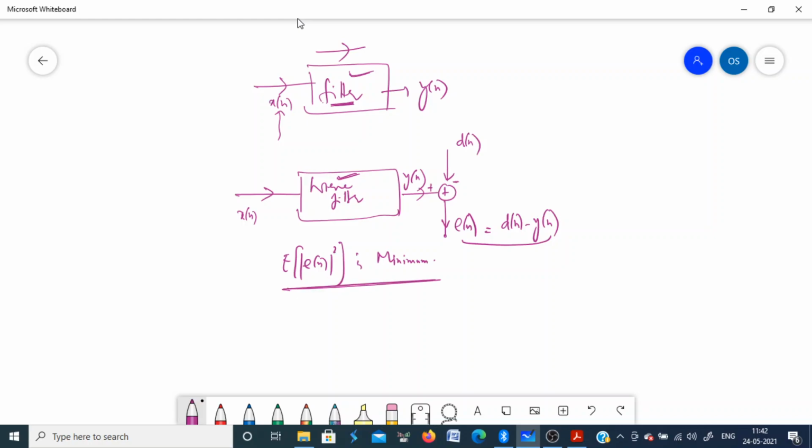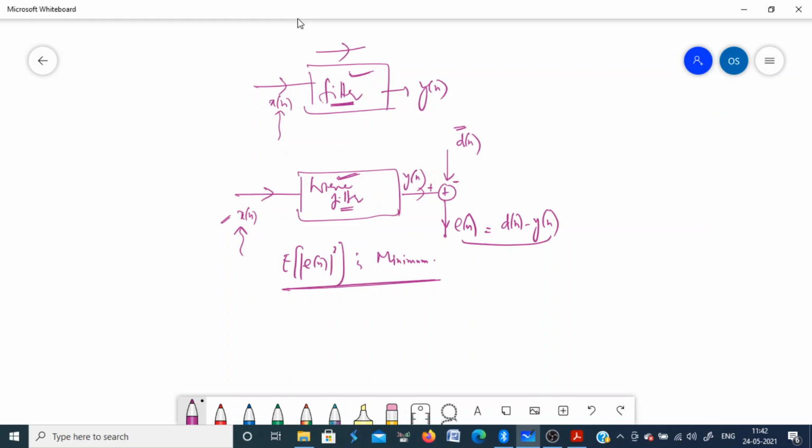Okay, so what it does basically, when you find the filter coefficients using that, you get some equations which we call the Wiener-Hopf equations. But the actual concept here is that you have some input and you have a desired response.